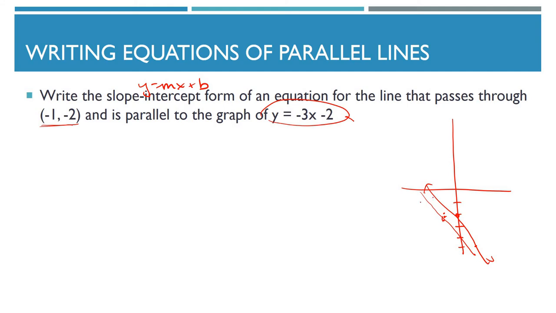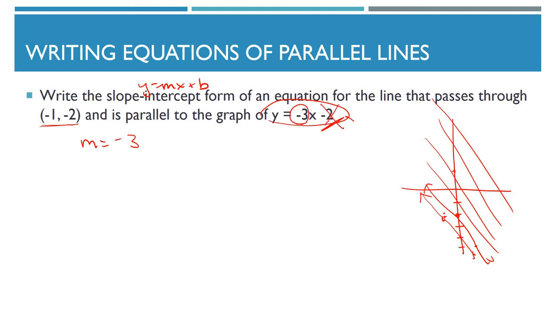So what does that mean? That means that I want it to have the same slope. So the slope that I need to write a parallel line is -3. It doesn't matter what the y-intercept is. The y-intercept could be any number. All that matters is that the slope is the same to create a parallel line. So I'm really not even looking at the y-intercept here, just the slope.